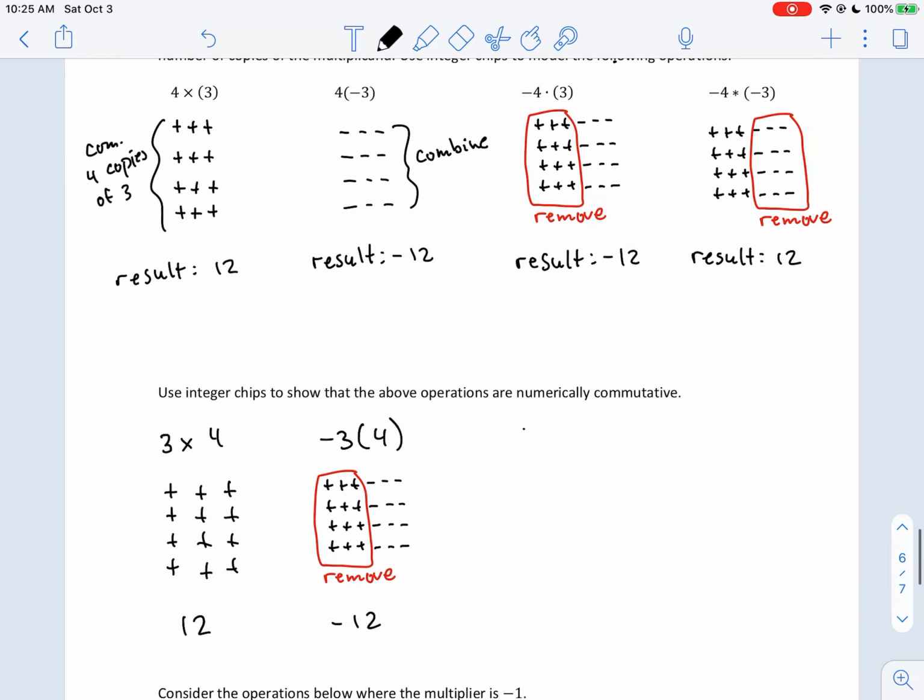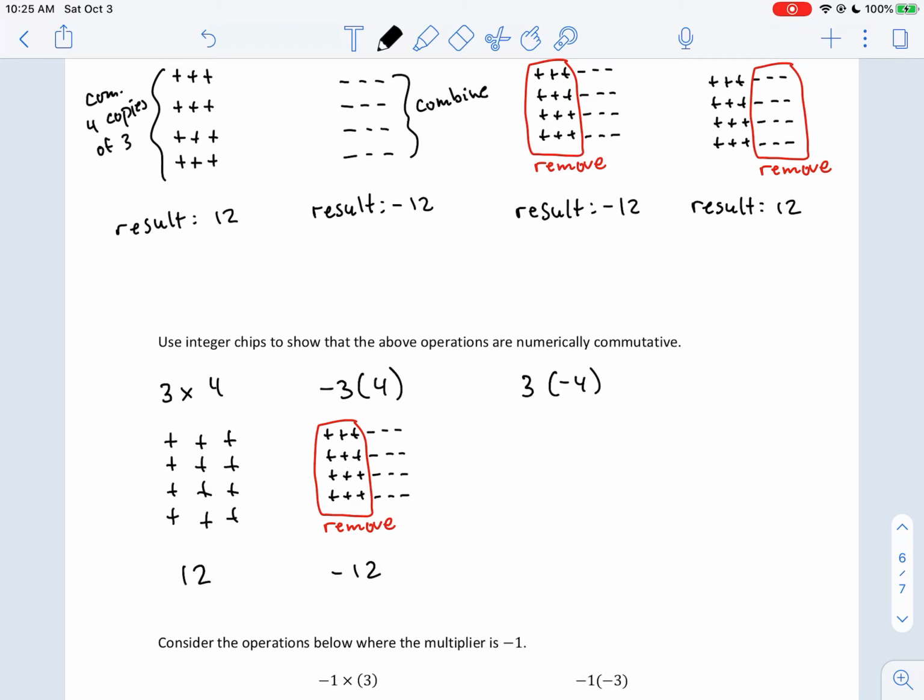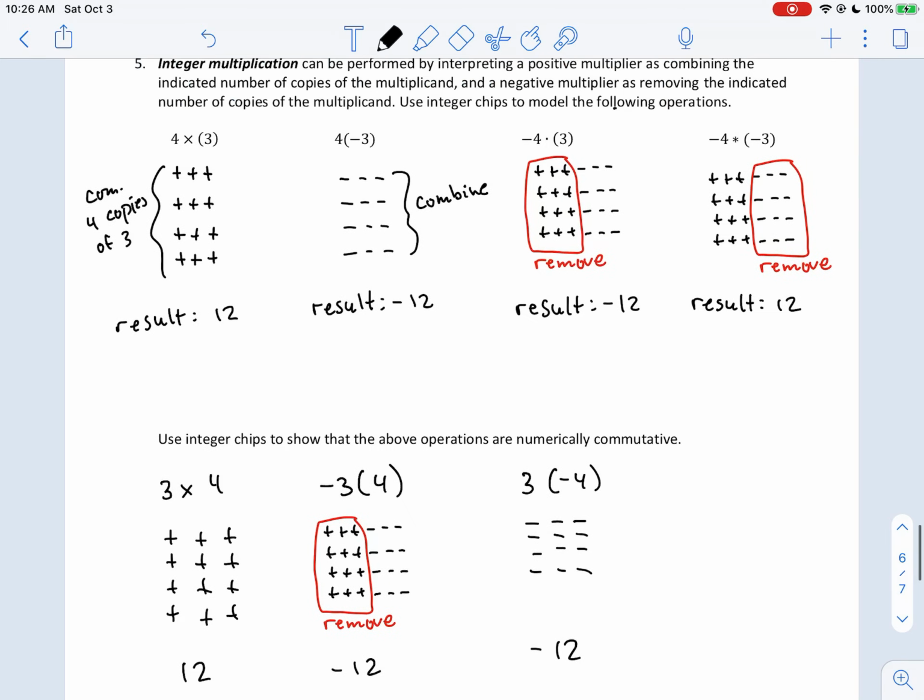Let's do this one here, reverse order. 3 copies of negative 4. Okay, well, here's 1 copy of negative 4. Here's a second copy of negative 4, and a third copy of negative 4. I'm doing columns this time as my copies, just so that I can make the exact same grid you're essentially seeing there. But 3 copies of negative 4 make negative 12 when combined.